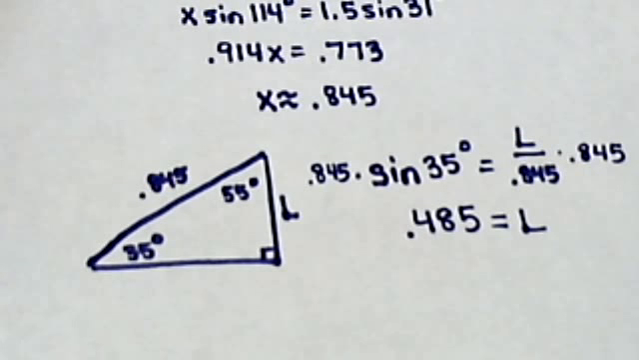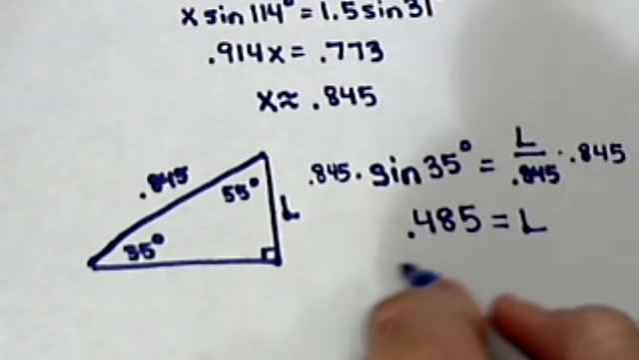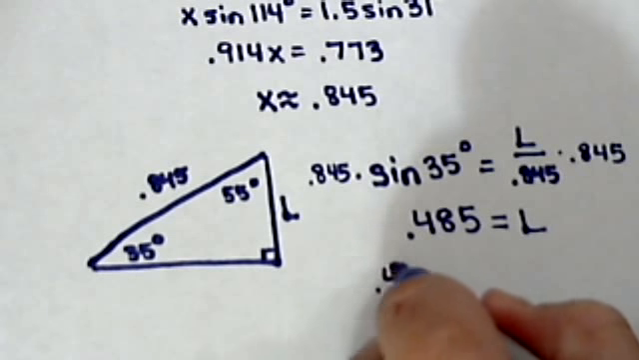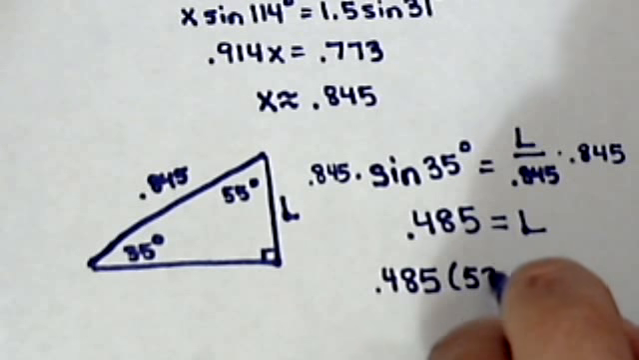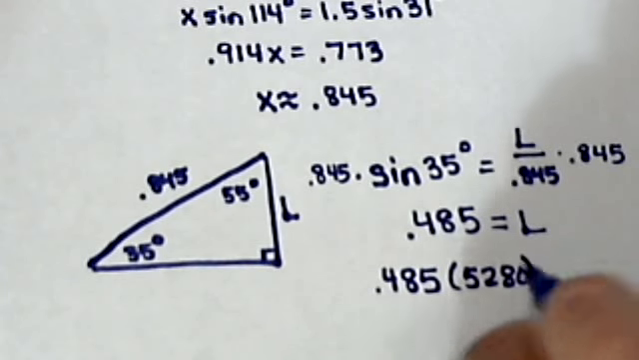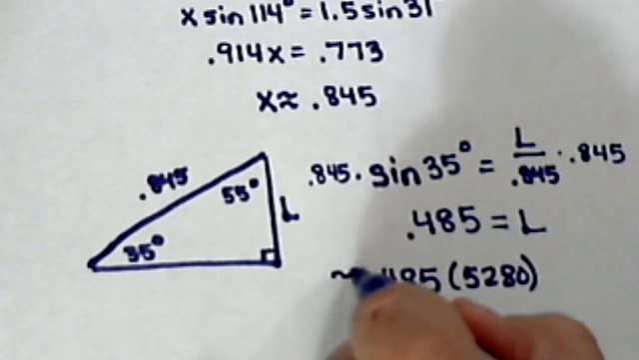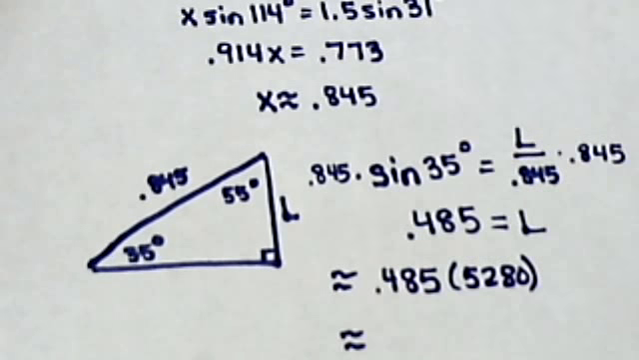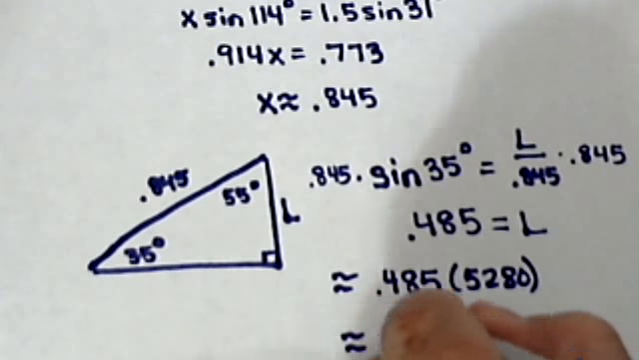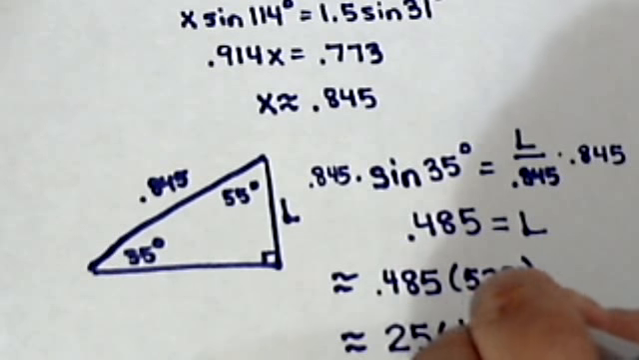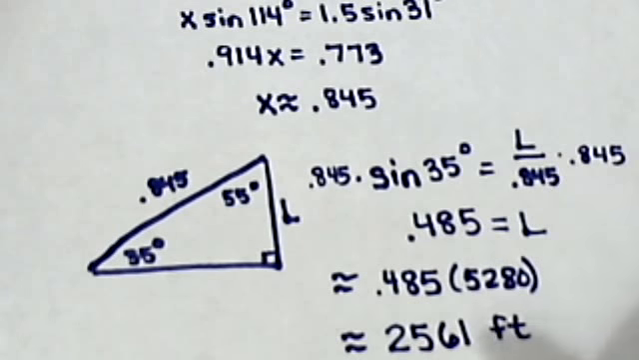So that tells us that the balloon is 0.485 miles above the ground. And if we want to convert that into feet, there's 5,280 feet in a mile. So 0.485 times 5,280. We're just under a half mile, 2,561 feet in the air.